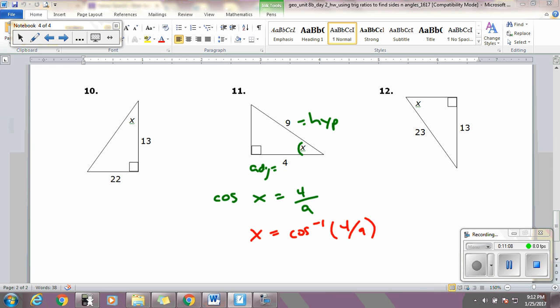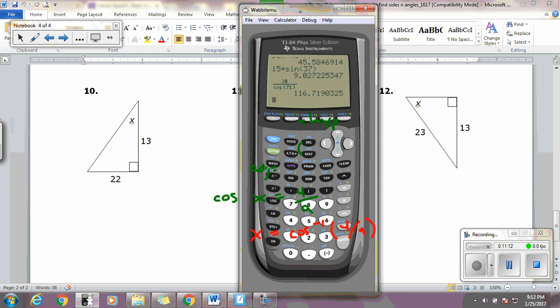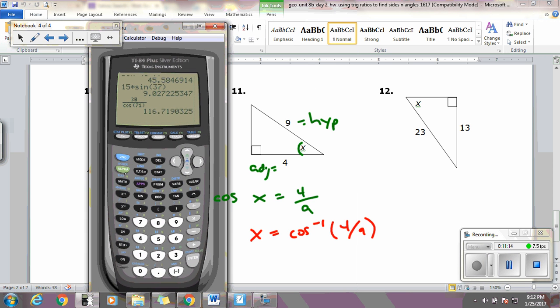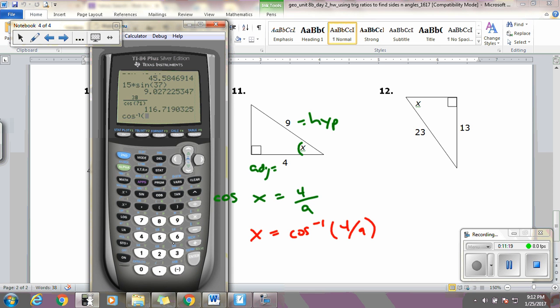And now we grab our calculator. And we type second cosine 4 over 9. And we get about 63.6 degrees.